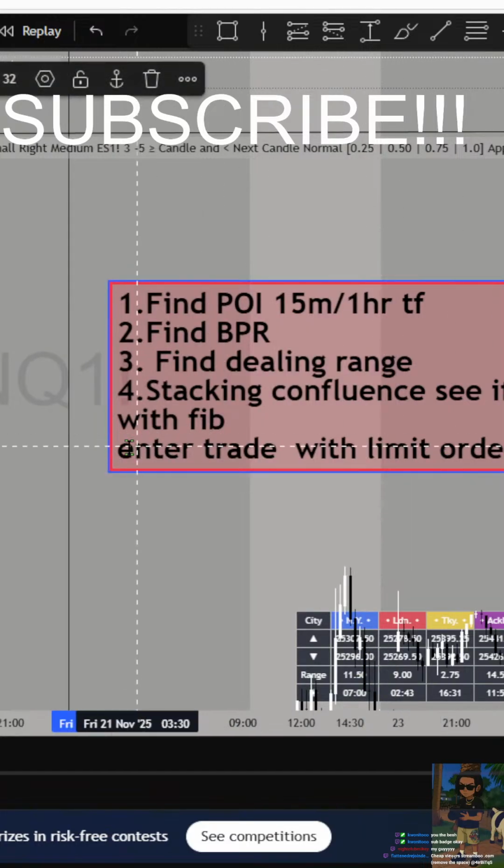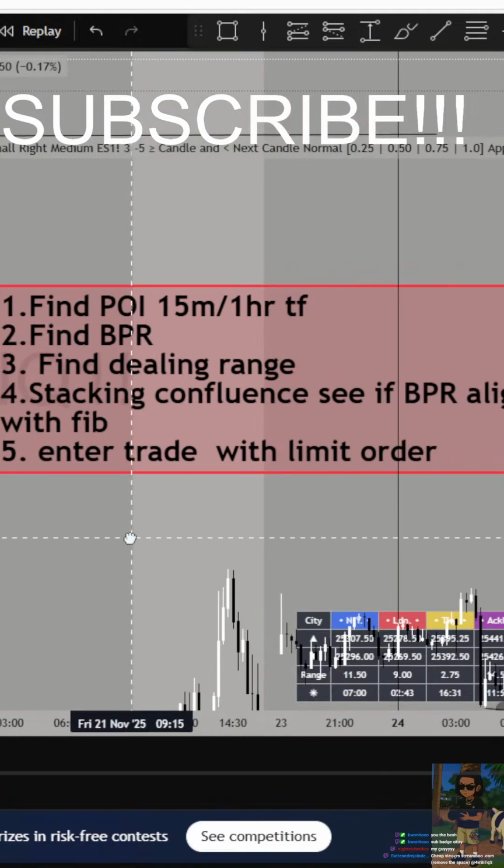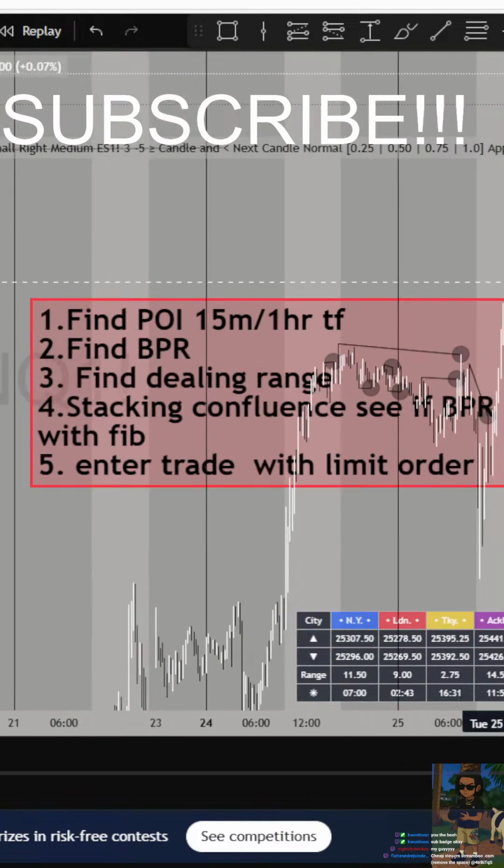Number 5 would be enter trade with limit order. Put your limit order in, and then assess price action. Once you see it start to come back towards the BPR, that's when you'll have your dealing range set. Now you want to stack confluence to see if the BPR aligns with the fib, the golden pocket zones. And if it does, then you want to go ahead and put that limit order in and just wait.